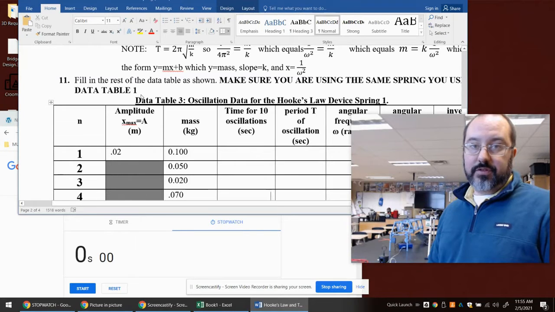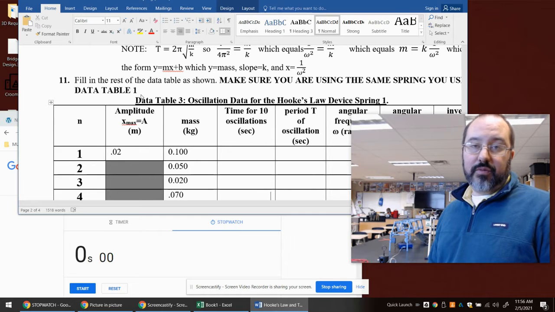So we're going to do part two of the Hooke's Law lab. In this particular part of the lab, we are going to look at the period of a spring mass system. In part one, you calculated the spring constant by knowing the force that was stretching a spring a certain distance. And we graphed the force on the y-axis and the mass on the x-axis. And then when we did that, we found that the slope of the line was the spring constant.